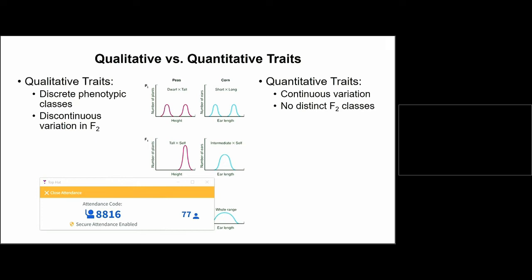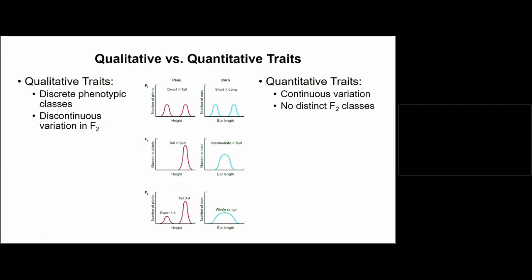Quantitative genetics. So thus far this semester, we've really focused on qualitative traits. Qualitative traits are traits that have a discrete phenotype, right? So you're either tall or dwarf, right? You're purple or white. You are wrinkled or round, right? You're one or the other. There's no kind of range in phenotypes. It's just kind of a yes or no situation.